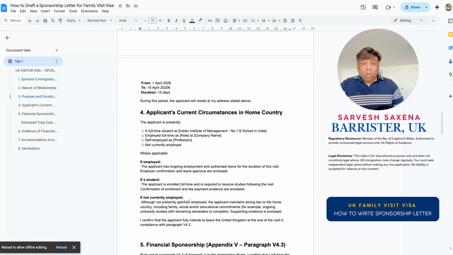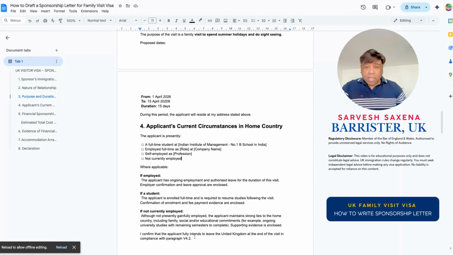Now, I also want to address this point. Although not presently employed, gainfully employed, the applicant maintains strong ties to the home country, including family, social, and educational commitments. For example, ongoing university studies, supporting evidence. I confirm the applicant fully intends to leave the UK at the end of the visit in compliance with V 4.2.